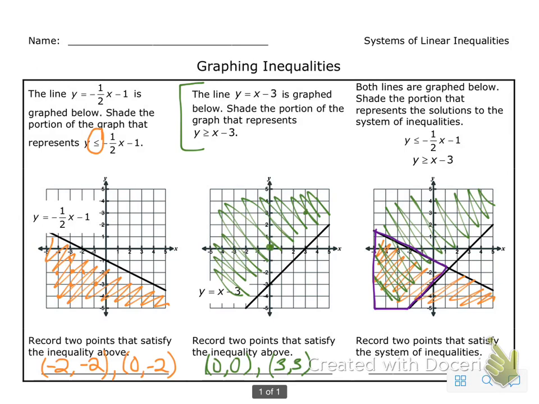So whenever it comes to your system and putting both of them on the same graph, you have to look at where they intersect. So that purple area. So 2 points in the purple area. Anywhere in the purple area. So we have -2, -2 right here. So -2, -2 would be an example. And then we have -3, -3 right here, so that is also an example. But any points in there would work.